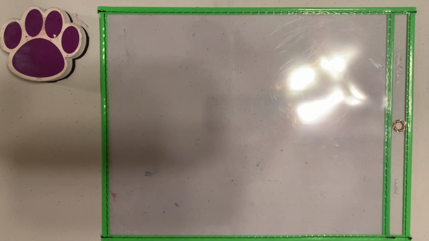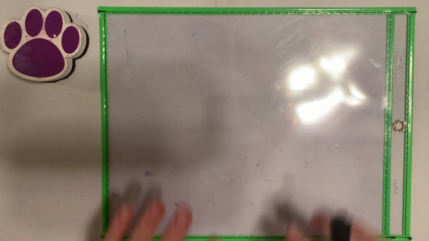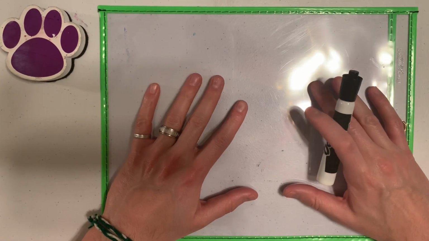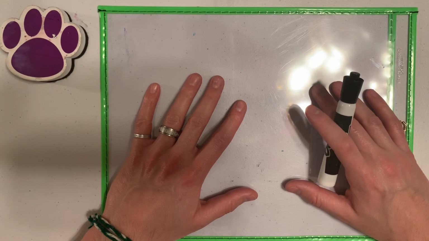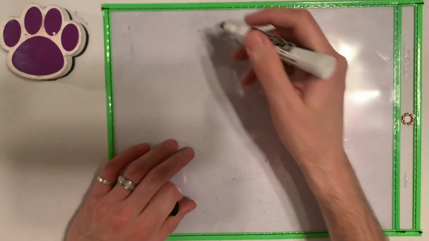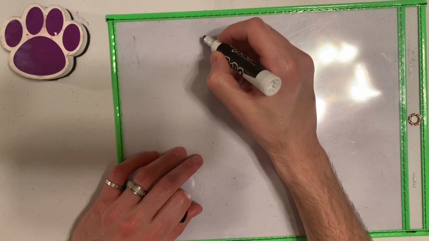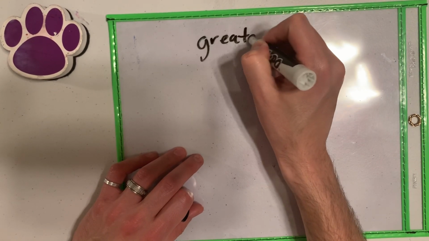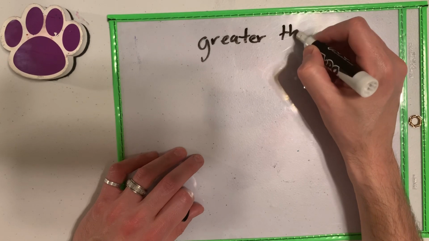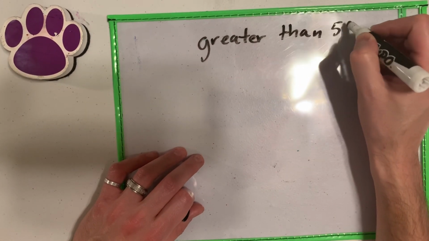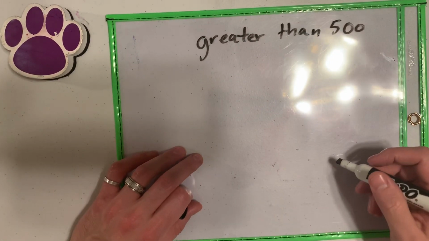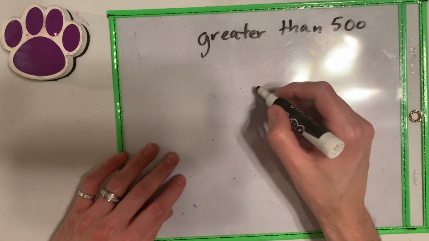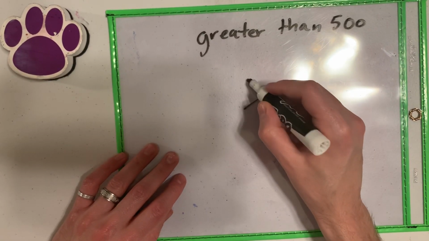Today in math, we're going to talk about our first assignment for the day. The first part is that we have to create our own number, and it has to be greater than 500. Remember that greater than means this symbol.